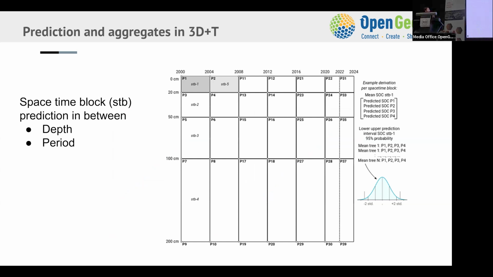on different space-time blocks. So we do this spatial temporal prediction in 3D+T, meaning it's not only longitude and latitude, the X, Y, but also deeper into the soils from 0 centimeters to 2 meters, and across time from year 2000 to 2022. And for each space-time block, we make 4 predictions at the corner of each block, and then take the average as the block prediction.